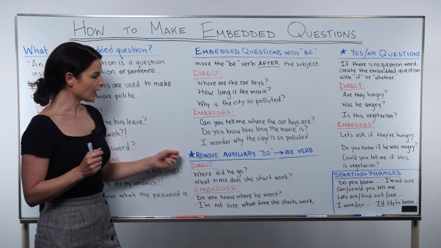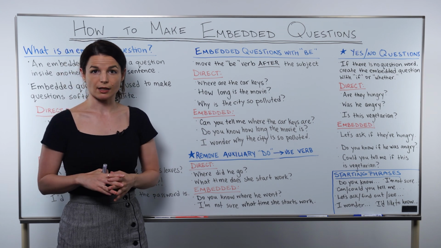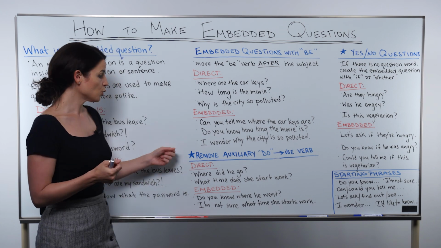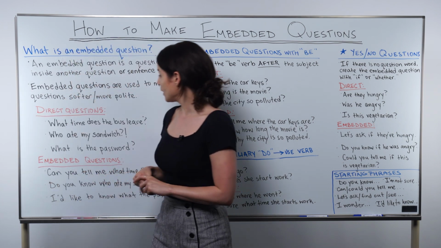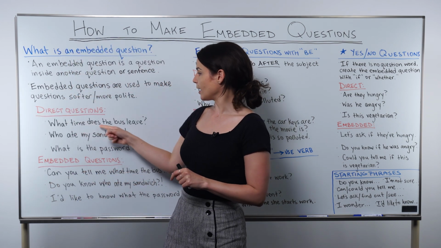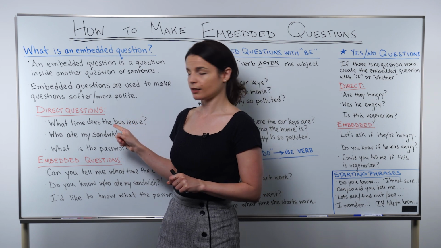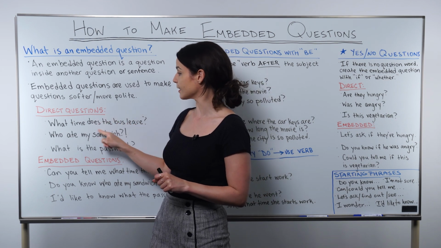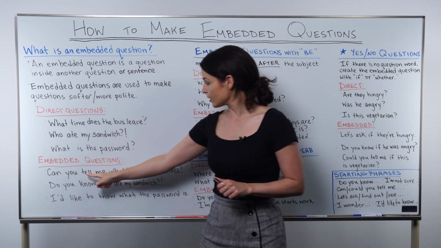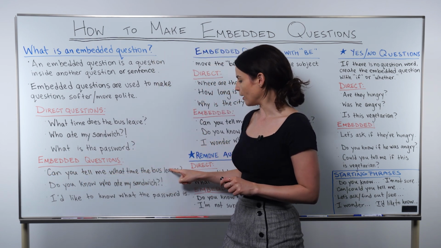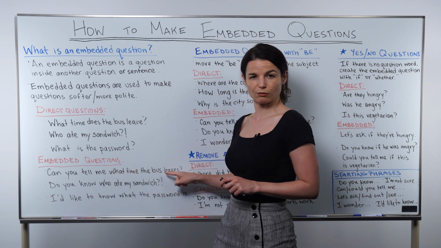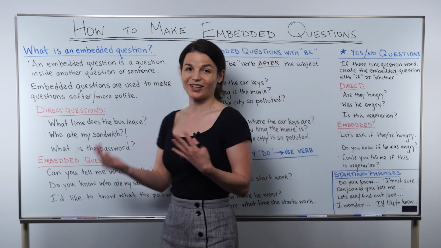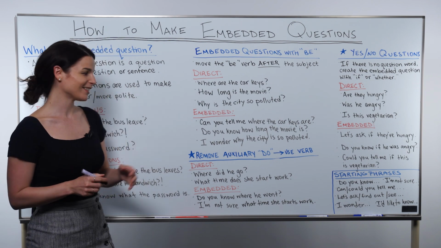Now, let's take a look at another thing we need to consider. That's when our question uses the auxiliary or the helping verb do. So we saw an example of this here. What time does the bus leave? Here's my verb, our auxiliary does. We changed this to, can you tell me what time the bus leaves? So in this part, you might notice there's no does, right? Why is that? That's because of an interesting rule we need to consider.